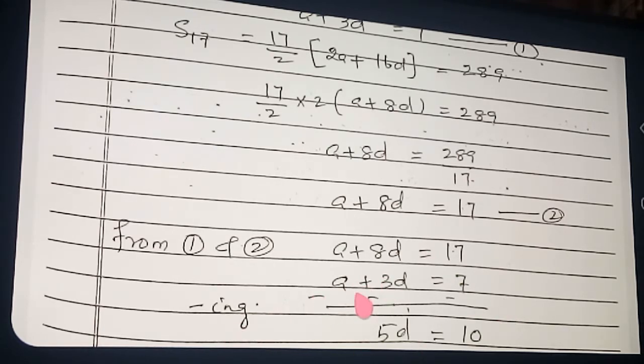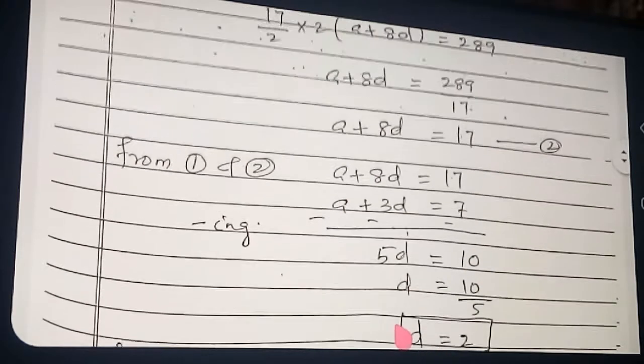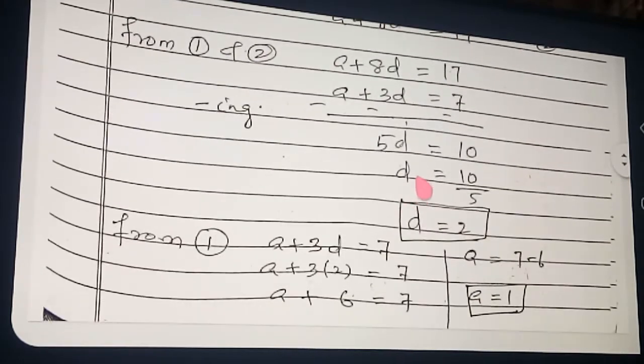Subtracting them, here minus and here minus. So a minus a cancels, 8d minus 3d, how much is coming? 5d is equal to 17 minus 7, which is 10. Okay, further calculation: d is equal to 10 by 5, that means d is equal to 2. Okay, so from equation number 1, a plus 3d is equal to 7, in the place of d you apply the value. So applied now here: a plus 6 is equal to 7. Therefore a is equal to how much?